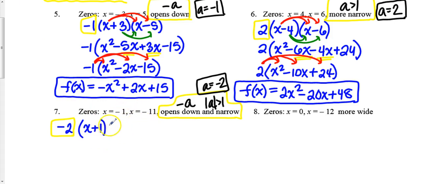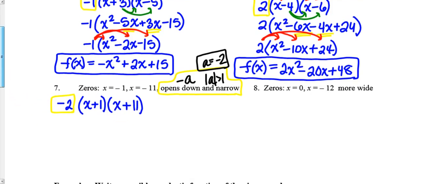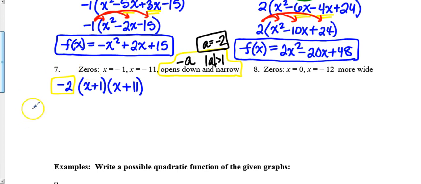Same will happen when we plug in a negative 11. X minus minus 11 will turn into a positive 11, or x minus a negative 11, whichever way you want to see it. Either way, we get a positive 11. I'm going to leave this one for you to finish, and I will check answers with you tomorrow.